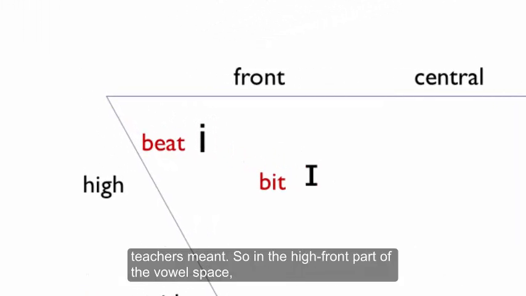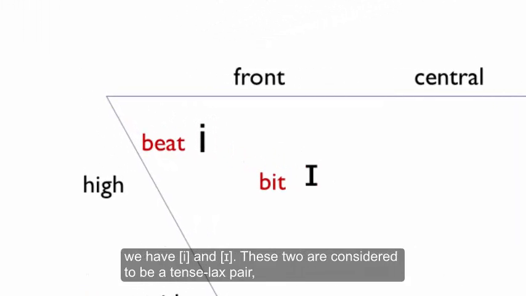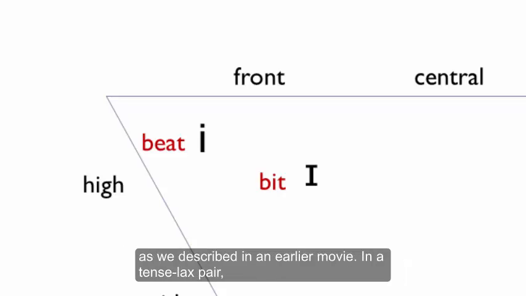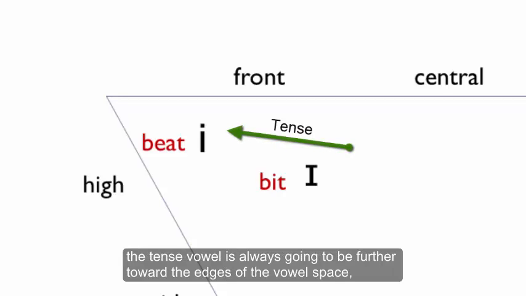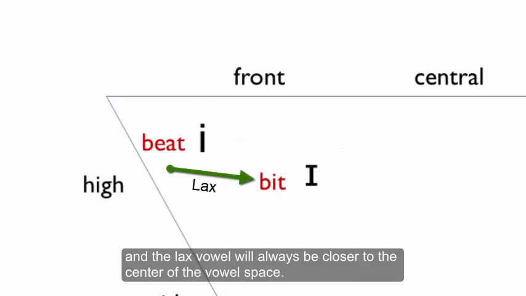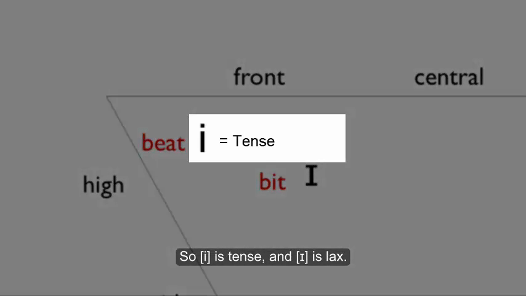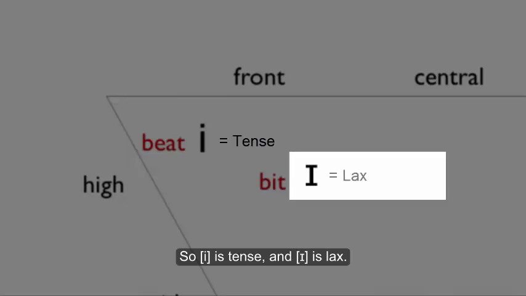So in the high front part of the vowel space, we have [i] and [ɪ]. These two are considered to be a tense-lax pair, as we described in an earlier movie. In a tense-lax pair, the tense vowel is always going to be further toward the edges of the vowel space, and the lax vowel will always be closer to the center of the vowel space. So [i] is tense, and [ɪ] is lax.